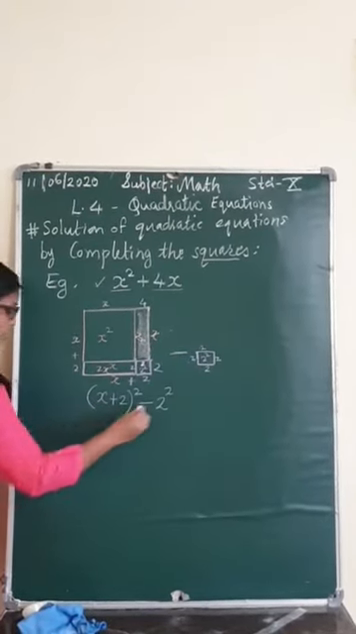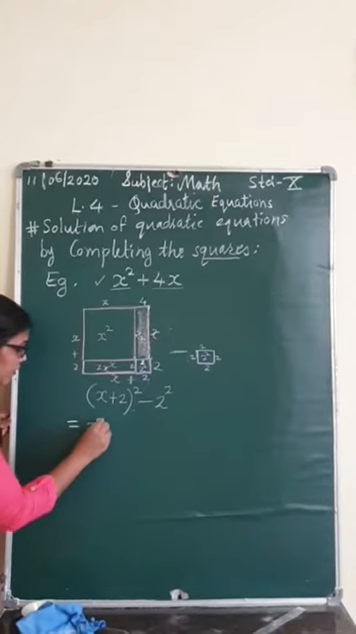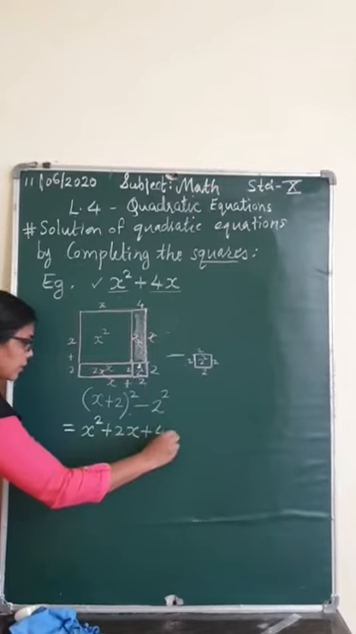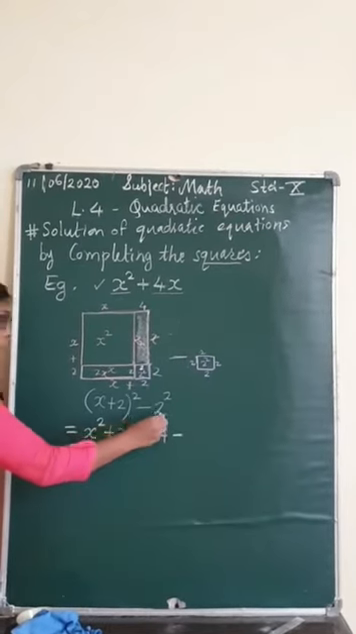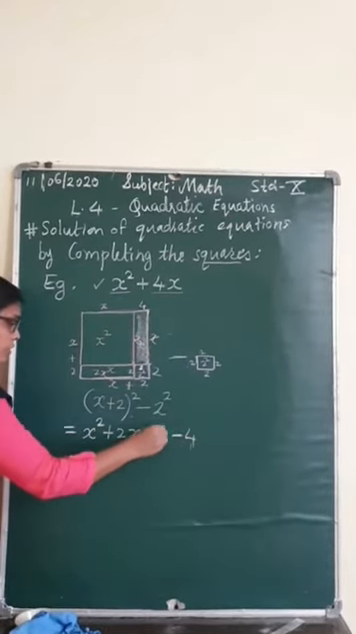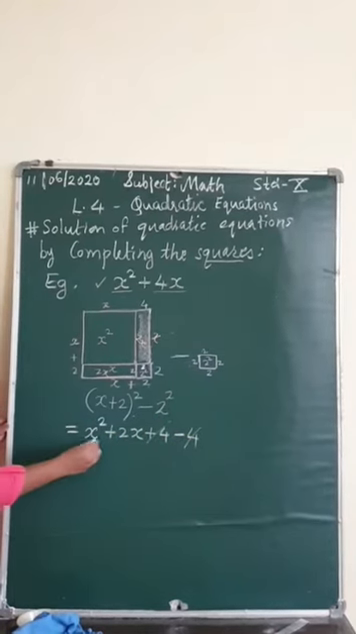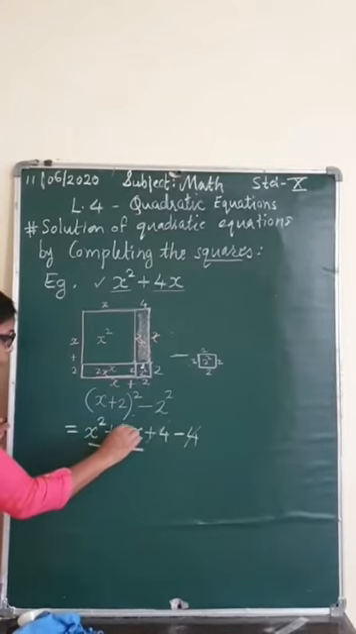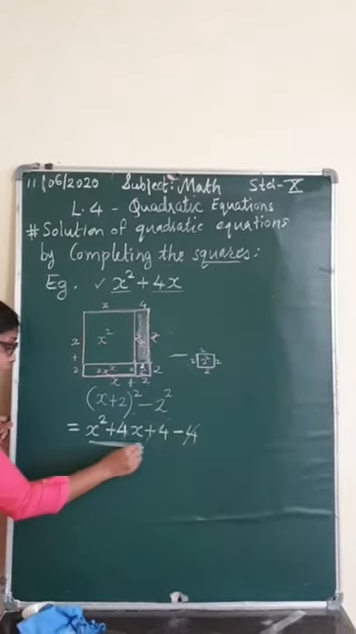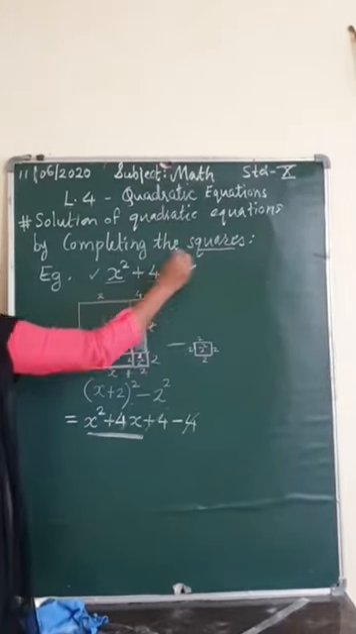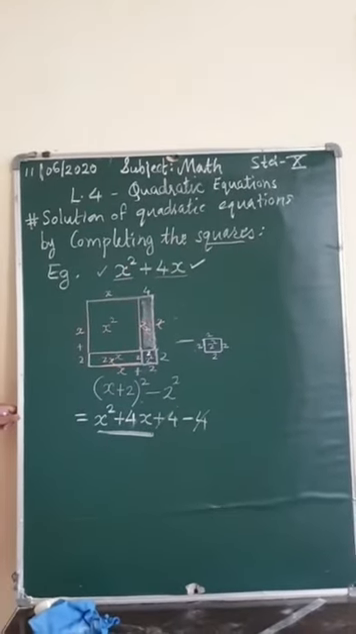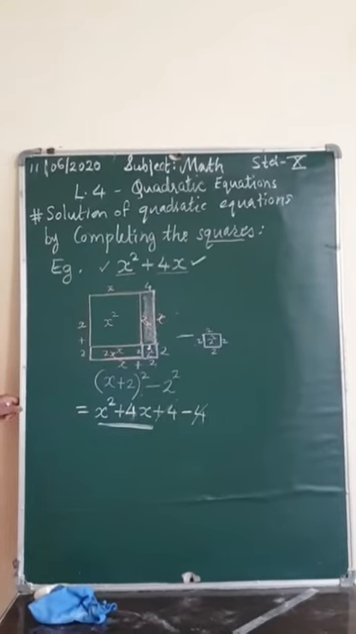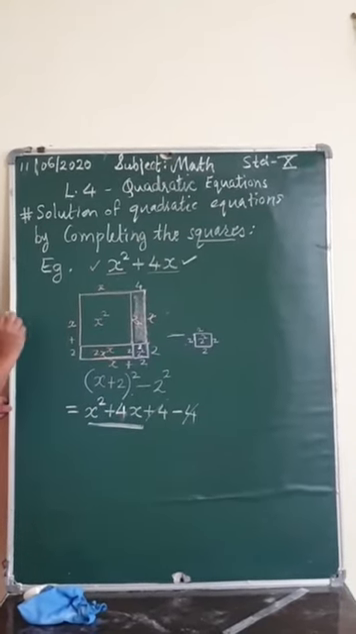Let's solve this. Here we have x square plus 4x plus 4 minus 2 square, which is 4. Sorry, here we have 4x. So this gives us the same expression as this. So this is known as completing the square, finding the solution by completing the square.